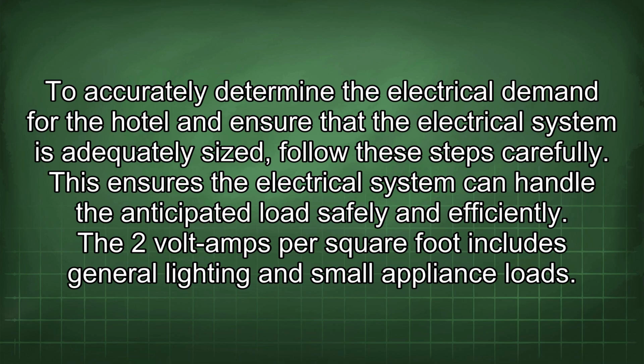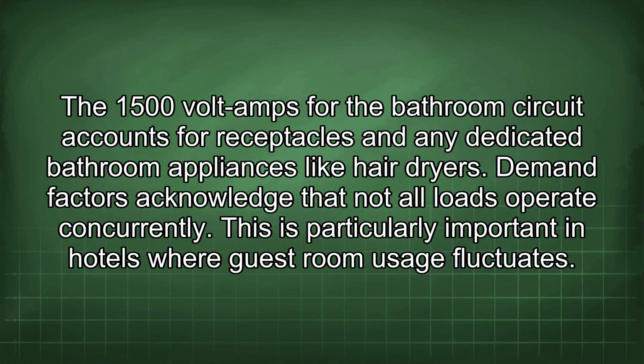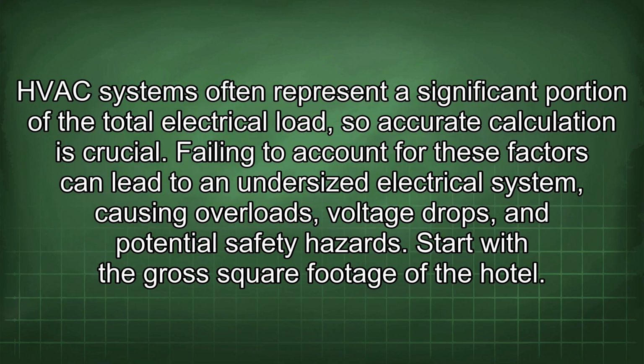The 2 volt amps per square foot includes general lighting and small appliance loads. The 1500 volt amps for the bathroom circuit accounts for receptacles and any dedicated bathroom appliances like hair dryers. Demand factors acknowledge that not all loads operate concurrently. This is particularly important in hotels where guest room usage fluctuates. HVAC systems often represent a significant portion of the total electrical load, so accurate calculation is crucial. Failing to account for these factors can lead to an undersized electrical system, causing overloads, voltage drops, and potential safety hazards.